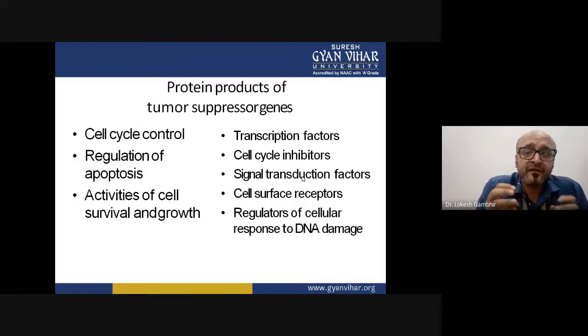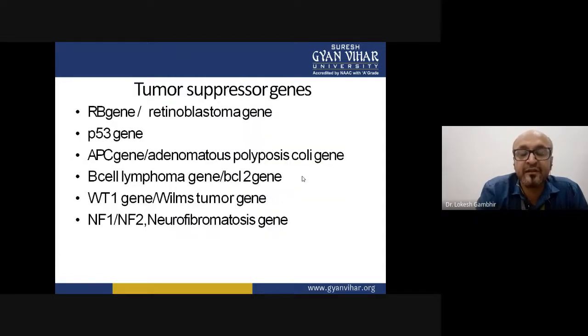See, the tumor suppressor gene products, like the p53 gene product, can be another transcription factor, which is enhancing certain kinds of proteins, or it can be a cell surface receptor. It is definitely a part of regulating apoptosis, cell survival, growth or cell cycle control, or the response to DNA damage. So what are the tumor suppressor genes?